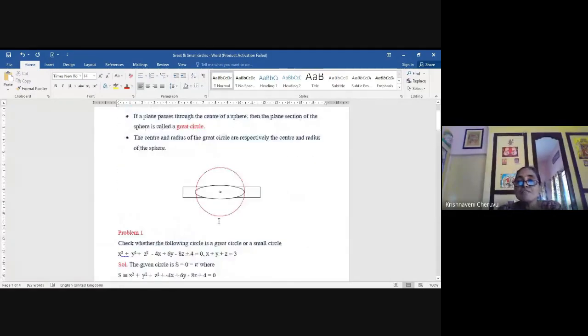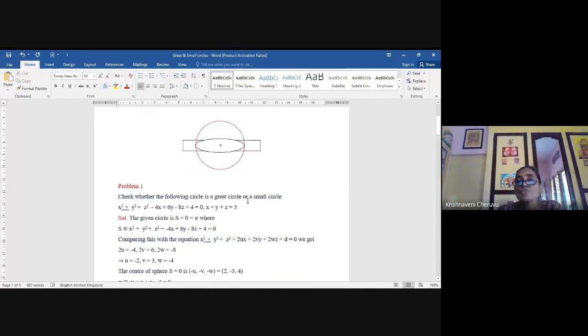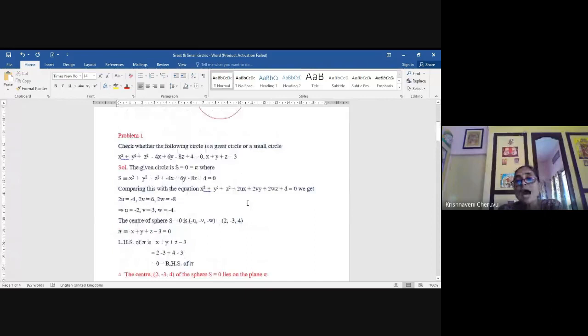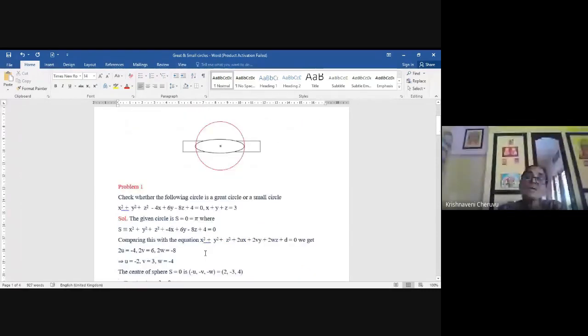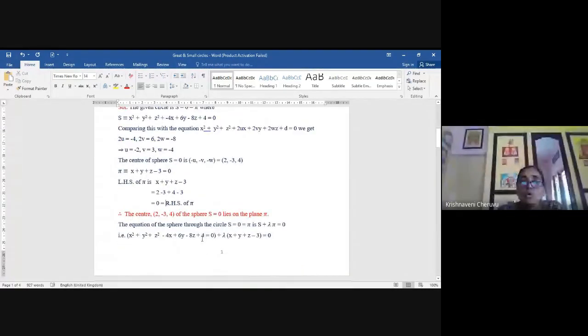See, first of all, you have a sphere and you have a plane, and you get the plane section of the sphere as a circle. And this circle you are identifying whether it is a great circle or a small circle. So as the center of the sphere is lying on the plane, it is confirmed that the given circle S = 0 = π is a great circle. You just now go through the remaining part of the question.